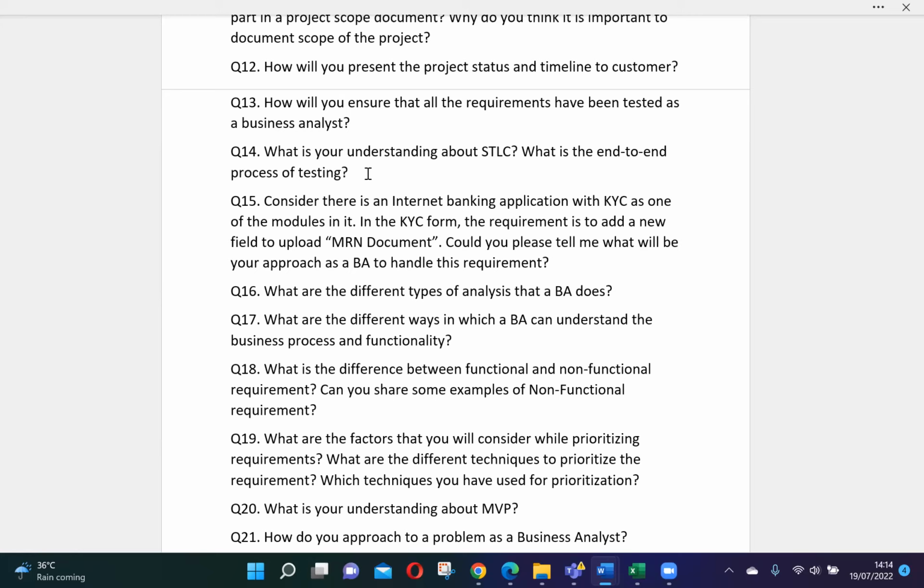Now the fifth stage is the execution stage, where you take the test case document and one by one you test everything and see whether the results are according to the expected result or not. The sixth stage is the closure stage, where you close the test cases, since all the test cases have passed and been tested properly. So this is all about the testing cycle. Understood?